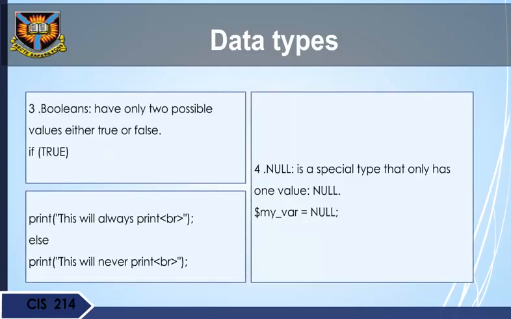3. Booleans have only 2 possible values, either true or false. If true, print "This will always print<br>". Print "This will never print<br>". 4. Null is a special type that only has one value. $my_var is equal to null.